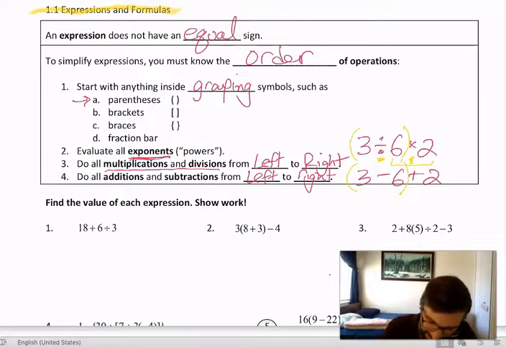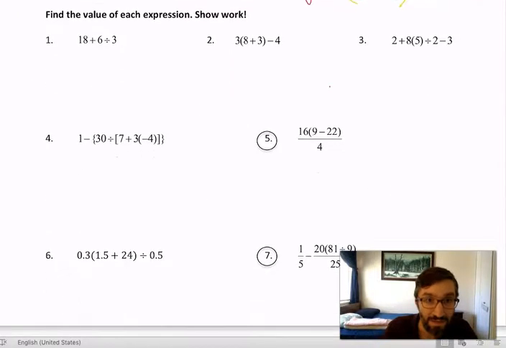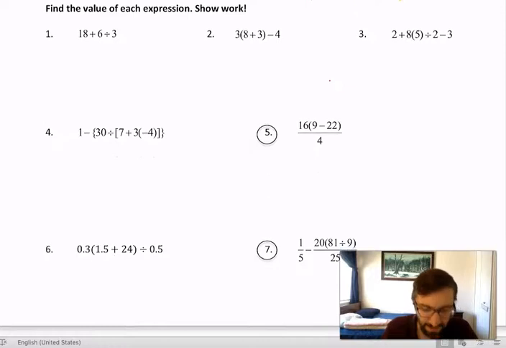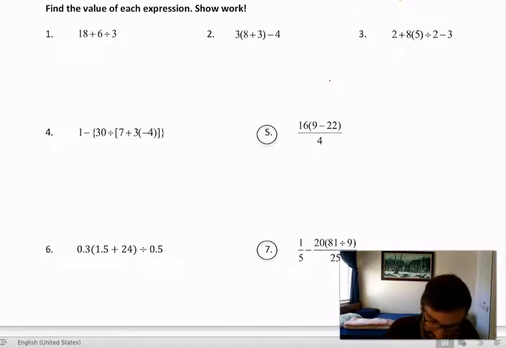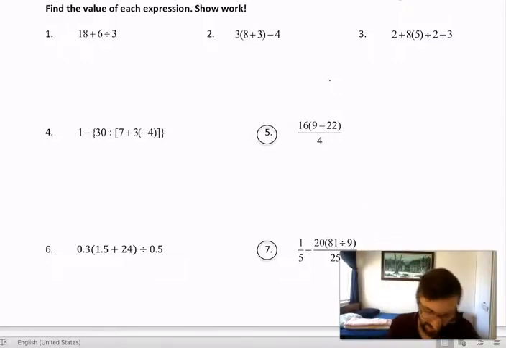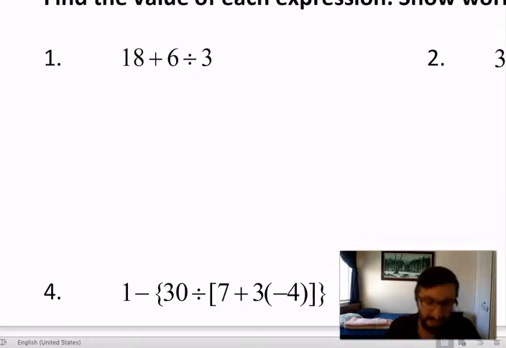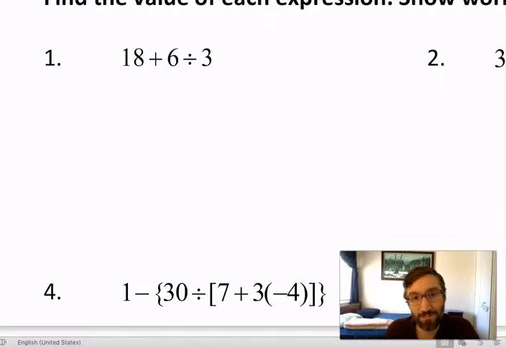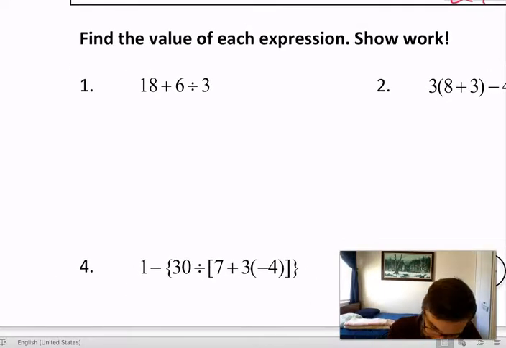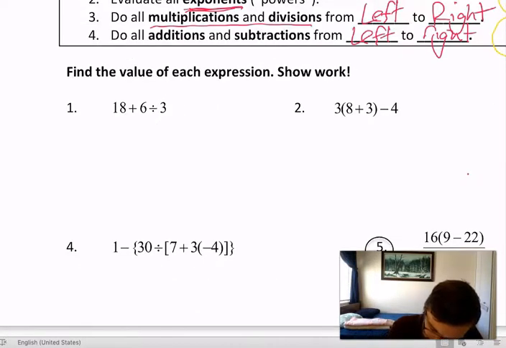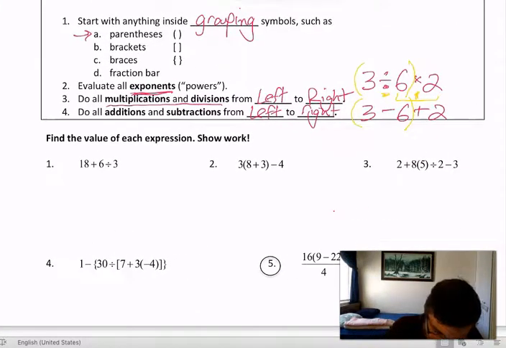So let's look at a couple of examples here. This says, find the value of each expression, show work. And we kind of start off, hopefully pretty easy for you. Let me zoom in here. We have an addition and a division here. So division wins. Again, earlier I probably should have mentioned something that you're familiar with.